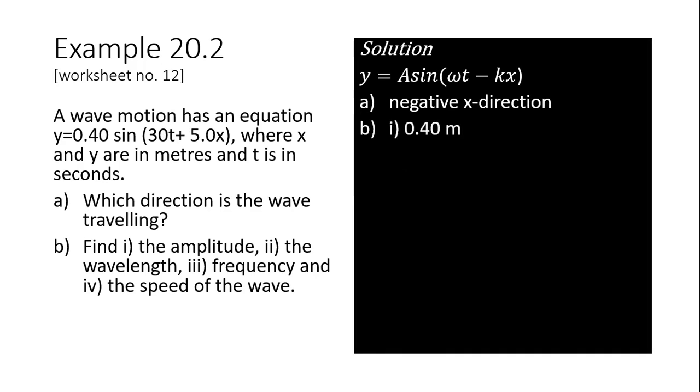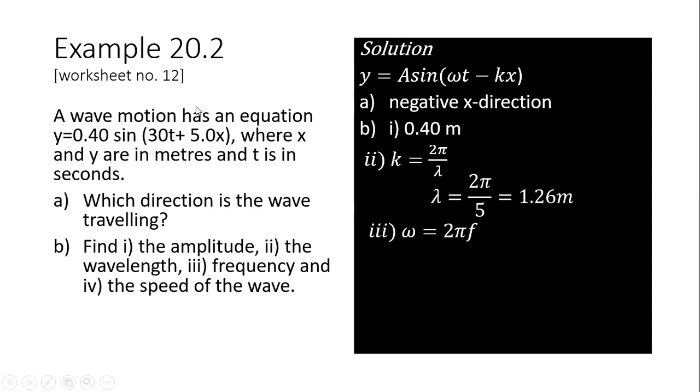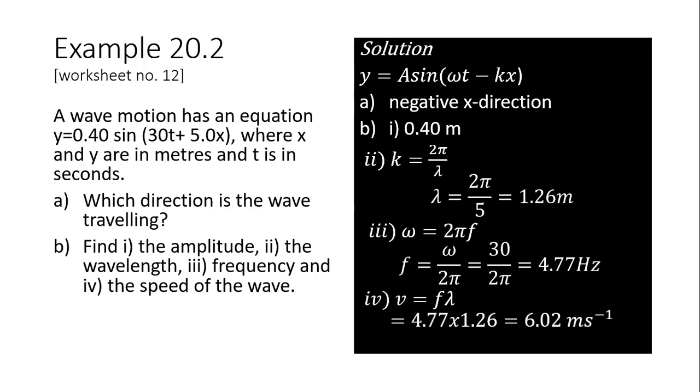Amplitude 0.4 meter. Wavelength, calculate it out. K is 2 pi over lambda, take the 5 down. Frequency, omega is 2 pi f. This is 2 pi, there's your omega. Speed. Okay. Any comment? If not, let's carry on.